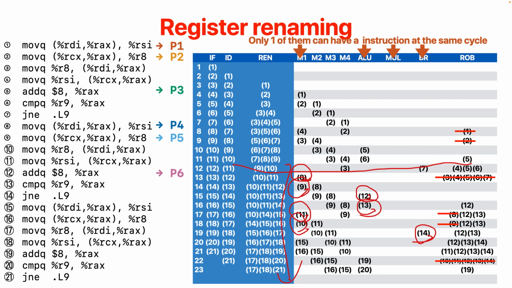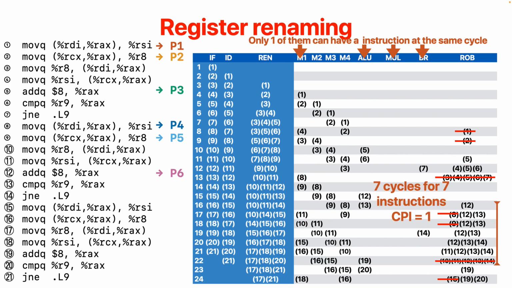What does that imply? The CPI is actually equal to 1: 7 instructions in 7 cycles. Isn't that the ideal CPI of a pipeline processor? If you have a single pipeline, what's the minimum you can get? It's 1. That's perfect. With register renaming and out-of-order execution, we finally fully utilize the pipeline.